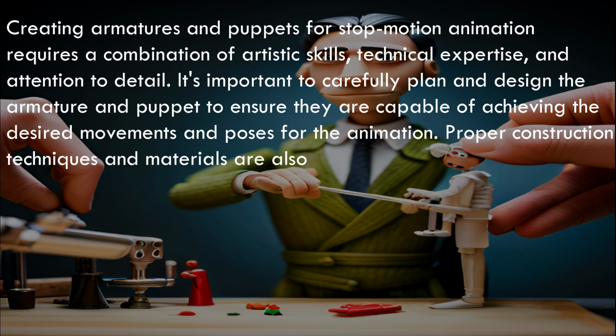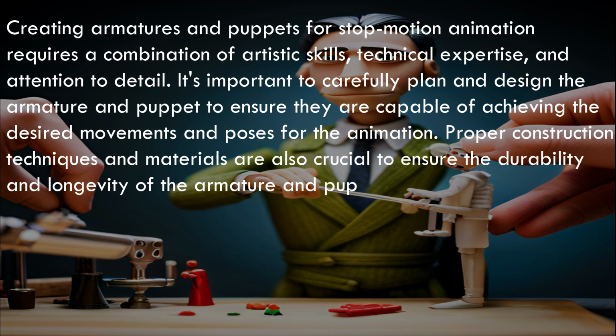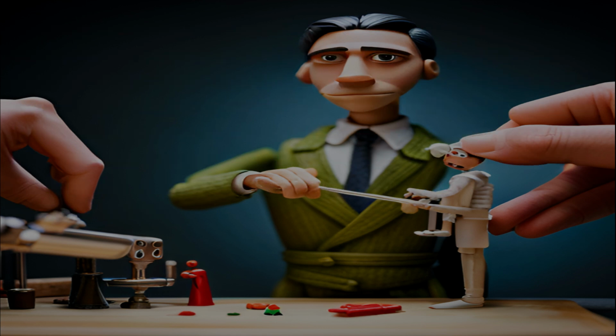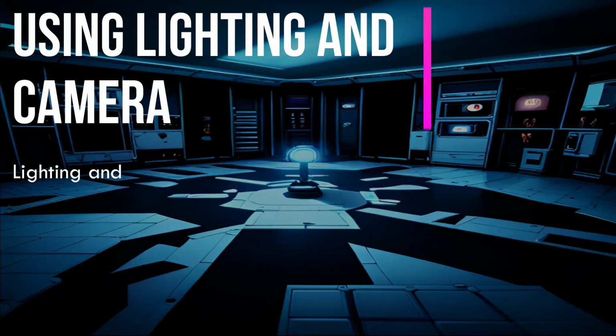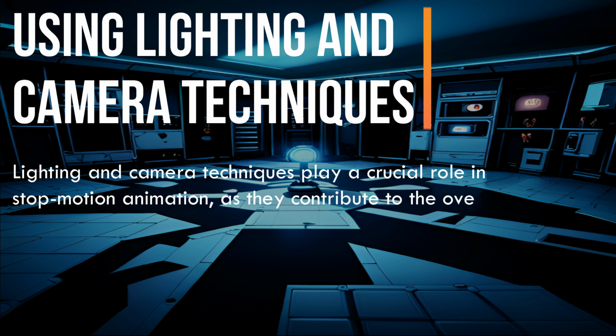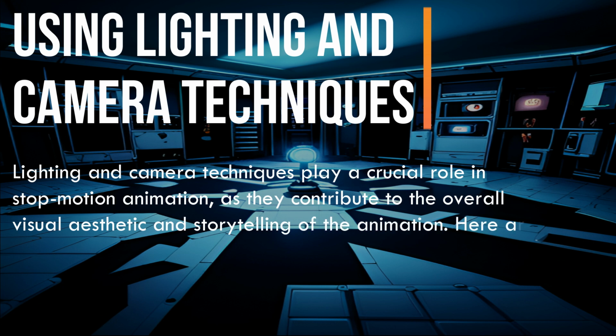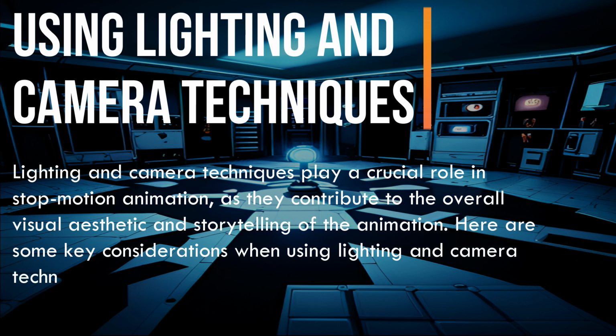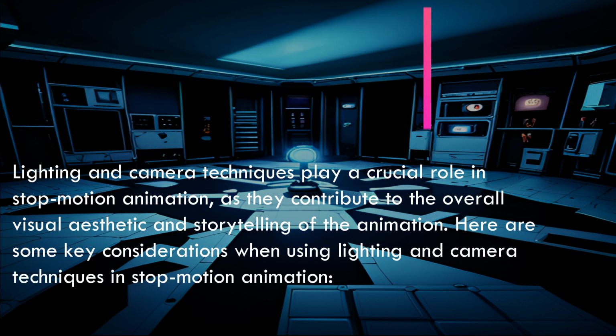Proper construction techniques and materials are also crucial to ensure the durability and longevity of the armature and puppet during the animation process. Using lighting and camera techniques. Lighting and camera techniques play a crucial role in stop-motion animation, as they contribute to the overall visual aesthetic and storytelling of the animation. Here are some key considerations when using lighting and camera techniques in stop-motion animation.